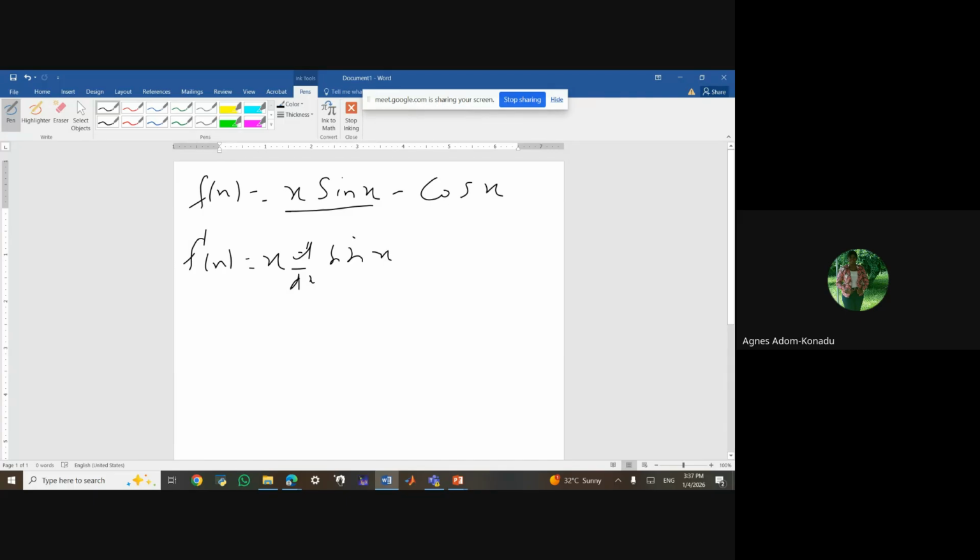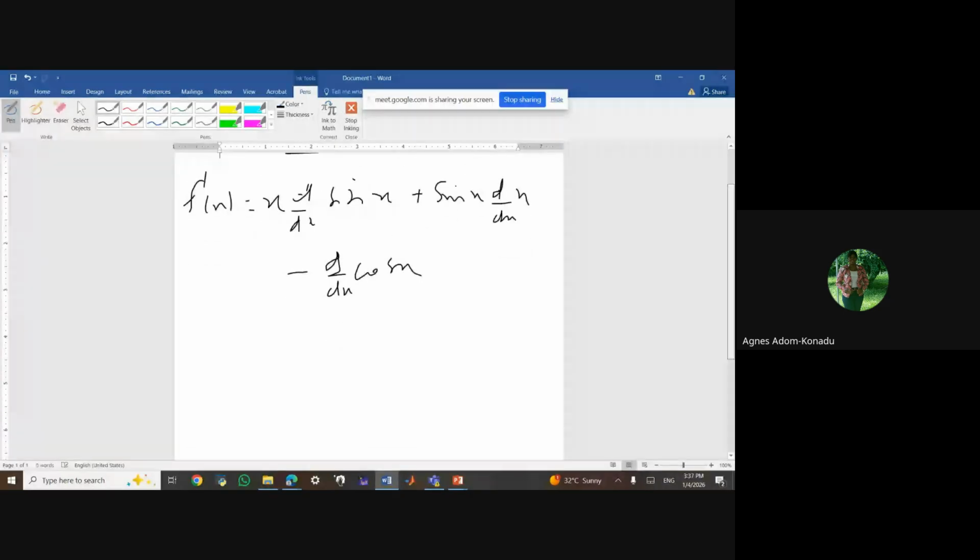Then plus. I maintain sine x and then I differentiate x to get 1, that is d/dx of x. Then minus. Then I'm differentiating cos x.